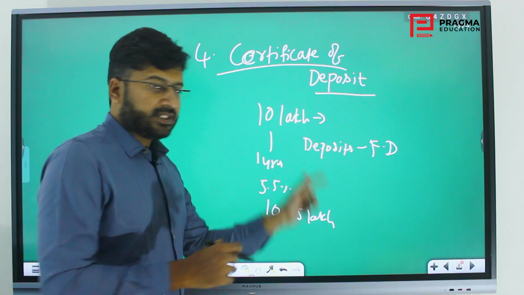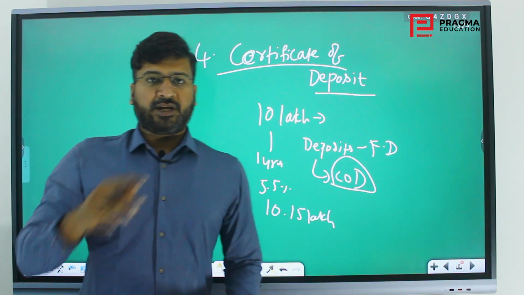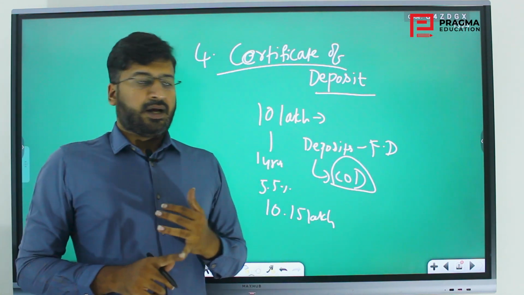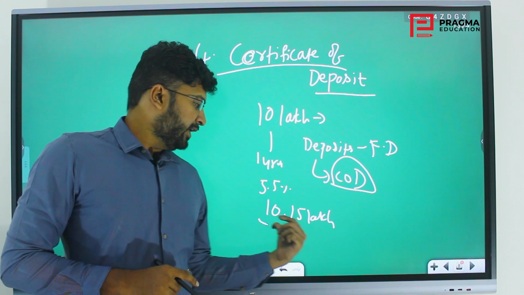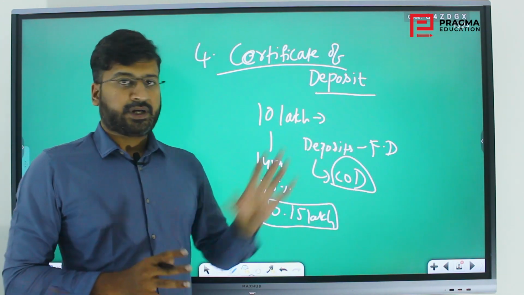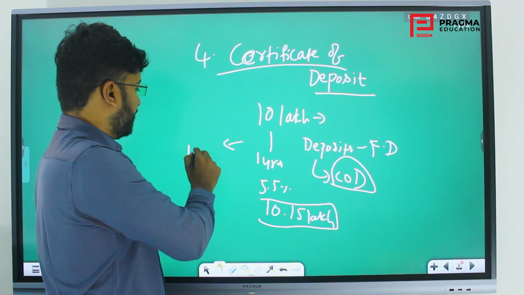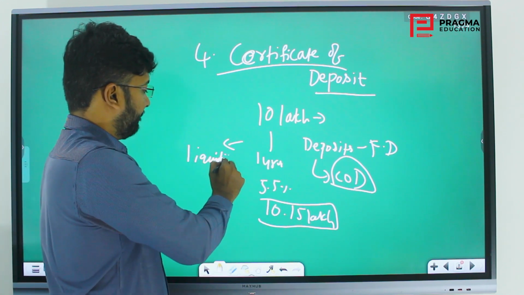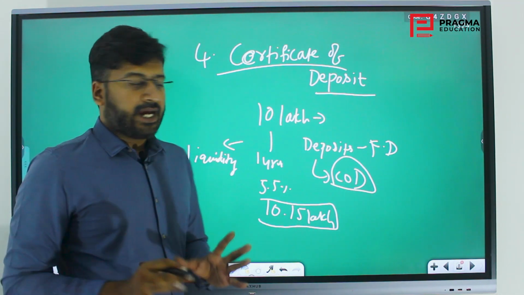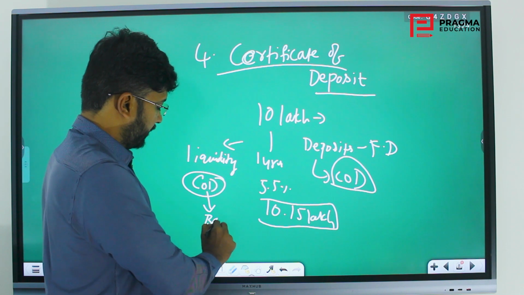What I will say, for this deposit, the bank will issue a certificate of deposit saying that I have the deposit of 10 lakh with me, and after 1 year, I will be ready to pay this much amount along with this interest for that particular deposit. So within 1 year, what happens? I get a liquidity requirement. I want cash. What will I do? I will take the certificate of deposit and go to another bank.